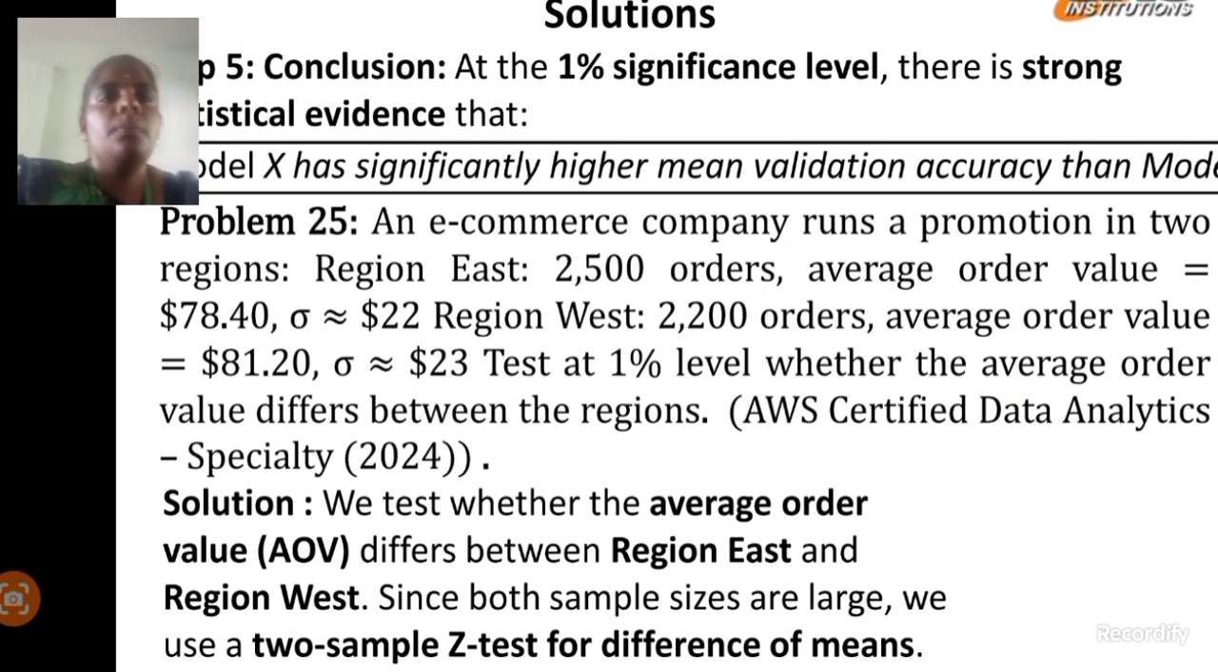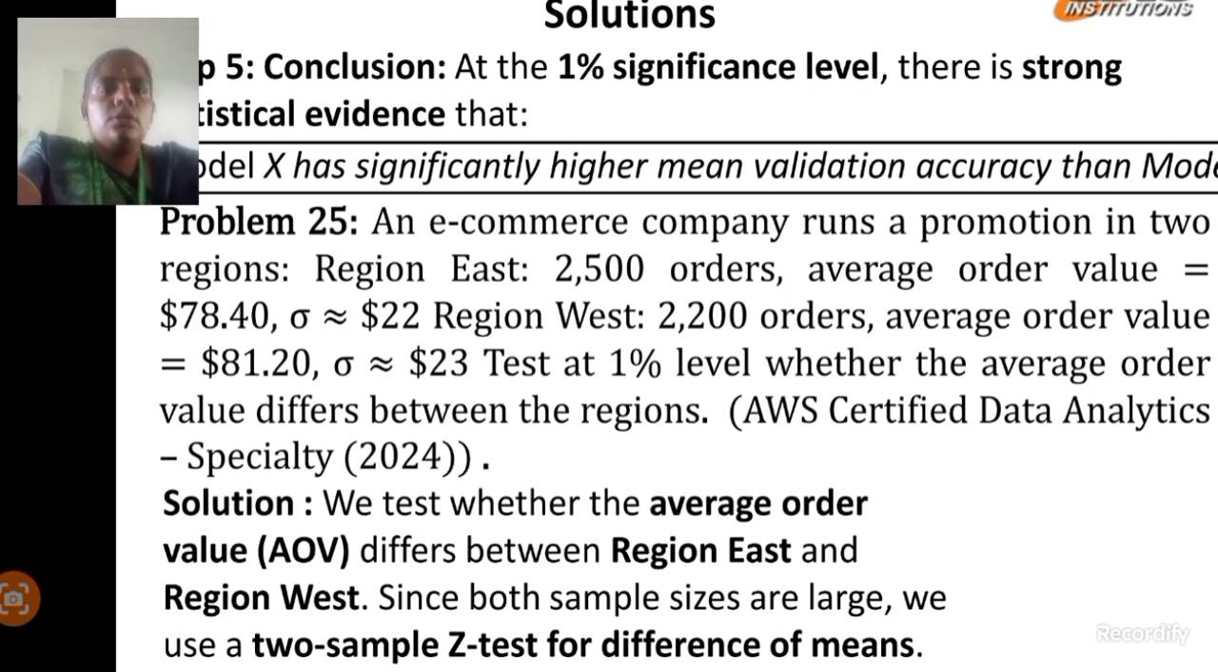My second problem: an e-commerce company runs a promotion in two regions. One region is East with 2500 orders and the other is West with 2200 orders. There are 300 different orders. The average order value for East is 78.40 and the average order value for the region West is 81.20. The standard deviation is 22 and 23 for the two regions. They have given a 1% level of significance.